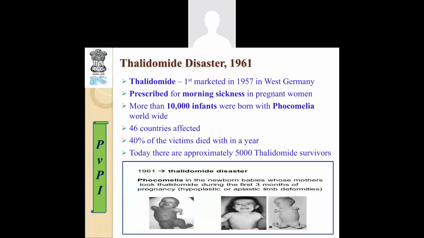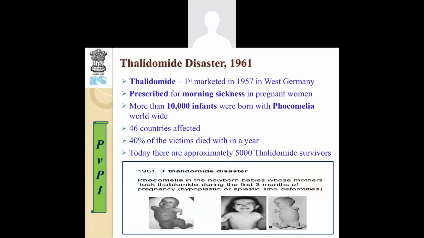In total, there are only approximately 5,000 thalidomide survivors available worldwide right now. You can see in the pictures how phocomelia looks like, sealed limbs, and the medical term is phocomelia. Amelia was also there, the complete absence of the limbs, but many of the victims had phocomelia, with abnormal formation of the upper or lower limbs.